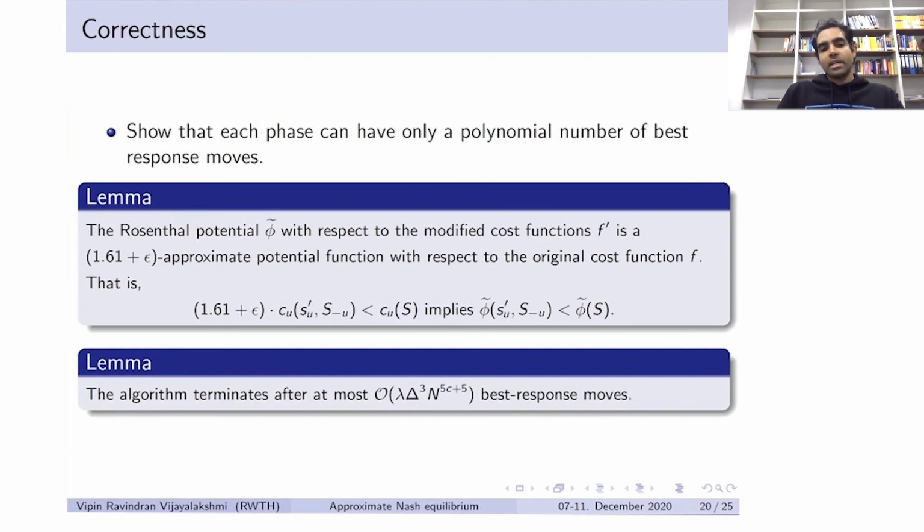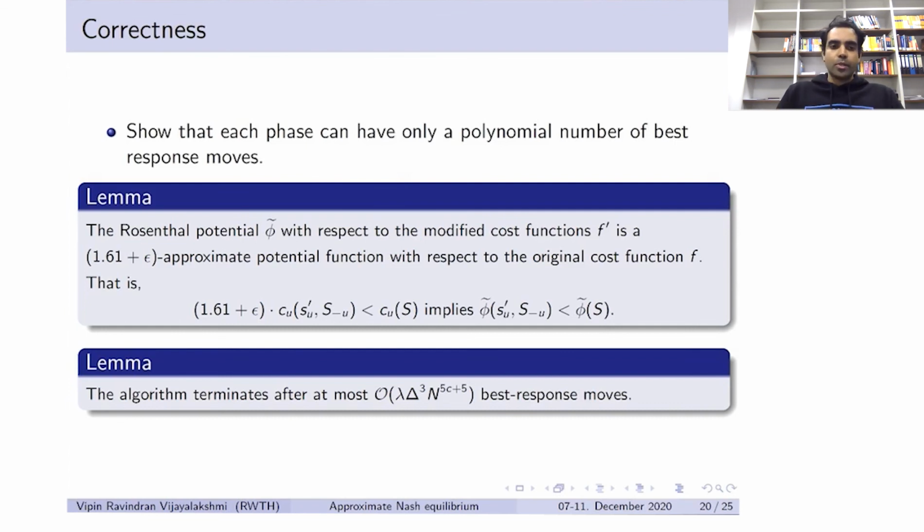But we show that the Rosenthal potential, the way we pick these modified cost functions, because this modified cost function satisfies a certain property, the strong smoothness property, we can show that the Rosenthal potential with respect to the modified cost function acts as an approximate potential function with respect to the original cost function, which basically means every time a player makes a 1.61 plus epsilon move with respect to the original cost function, they also decrease the potential with respect to the modified cost function.